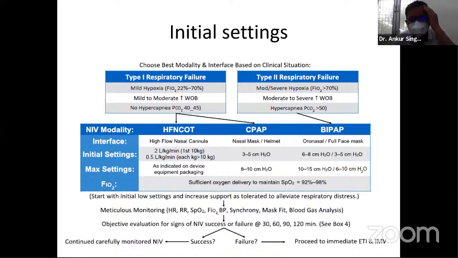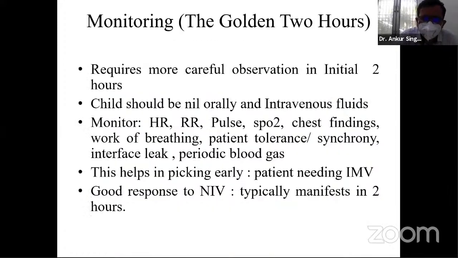We will monitor heart rate, respiratory rate, SpO2, FiO2, and blood pressure, and we will decide whether this CPAP is working or not. This initial 2 hours is very important. In the next 2 hours, we will be able to decide whether our CPAP is working. If it is working, continue with that NIV device. If it is not working, you have to move to higher respiratory support. You have to intubate the child. So this is the rule of golden 2 hours.